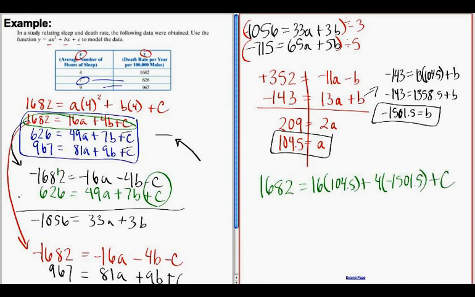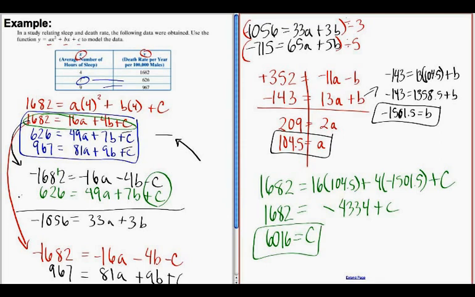Doing these calculations of 16 times 104.5 plus 4 times negative 1,501.5, you will end up seeing that you will get negative 4,334 plus C equals 1,682. Adding that to both sides, I'll get C equals 6,016. So I have my A, B, and my C values. I am ready to write the rule.